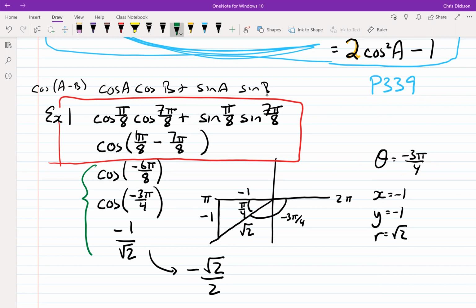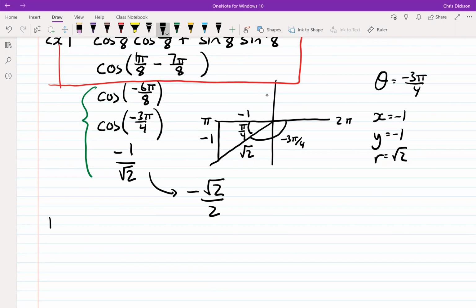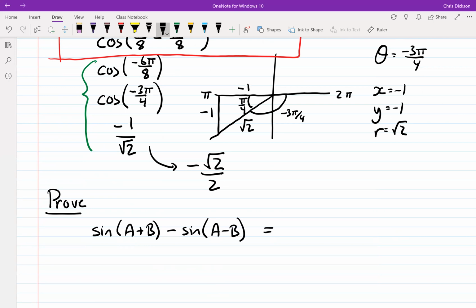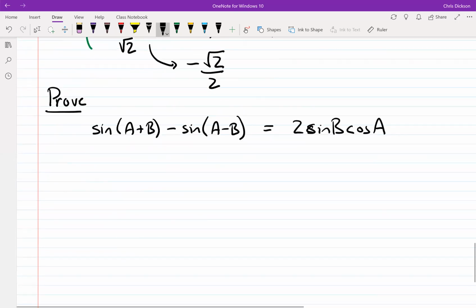I'm sort of throwing everything out at once. Let's do a proof here. And we'll do a proof of an addition identity. So we're going to prove, actually there's just one O there. Prove that sine A plus B minus sine A minus B. We're going to try to prove that that is equal to 2 sine B cos of A. Okay, so we're going to try to prove that that is true.